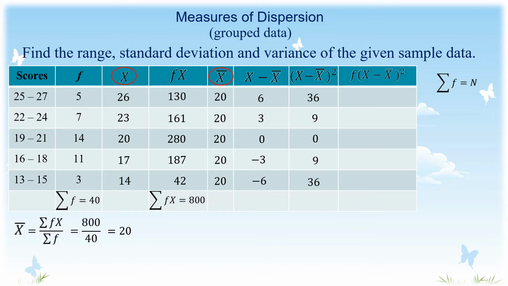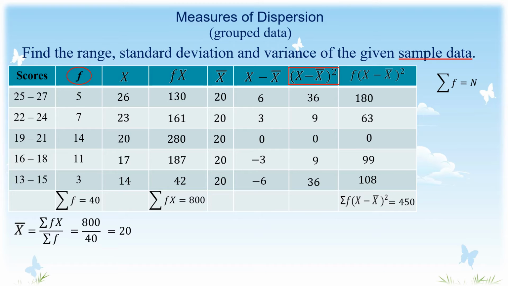Then the last column would be f times x minus mean squared. So we are going to multiply the frequency times this column. So 5 times 36 would be equal to 180. And 7 times 9 would be equal to 63, and then 14 times 0 is equal to 0. 11 times 9 is equal to 99. And 3 times 36 is equal to 108. Adding it up, it would be equal to 450.